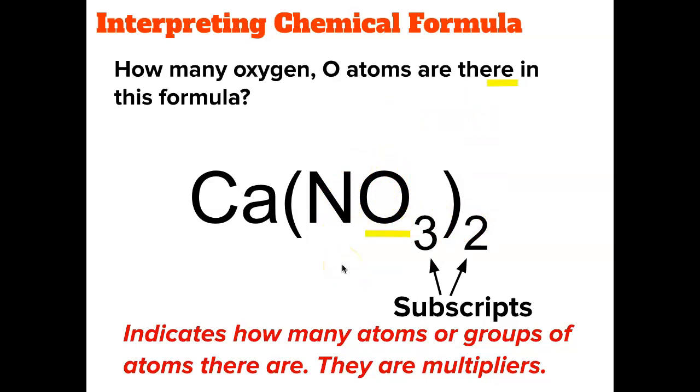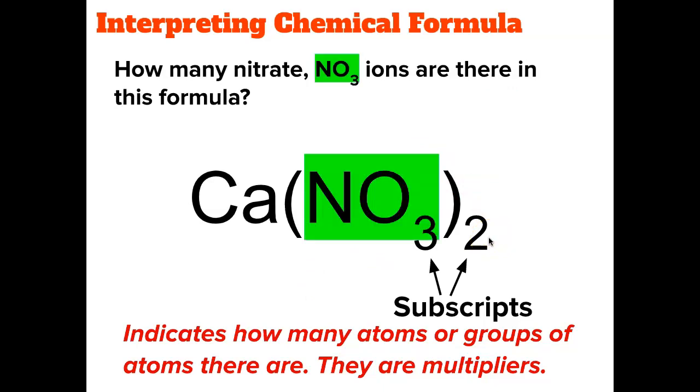How many oxygens are there? If we take a look, there's a subscript of 3 next to the oxygen. So that means there are 3 oxygens within this NO3 group. And then we have 2 groups of that NO3. So we're going to multiply these together. So 3 times 2 is going to be 6. So we have 6 oxygens in this formula.